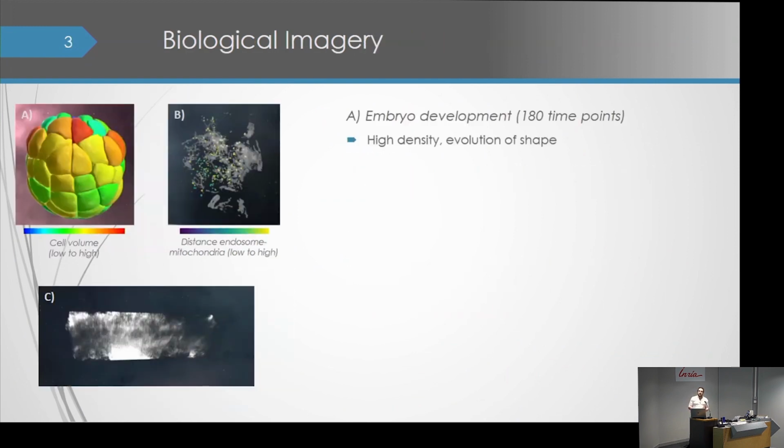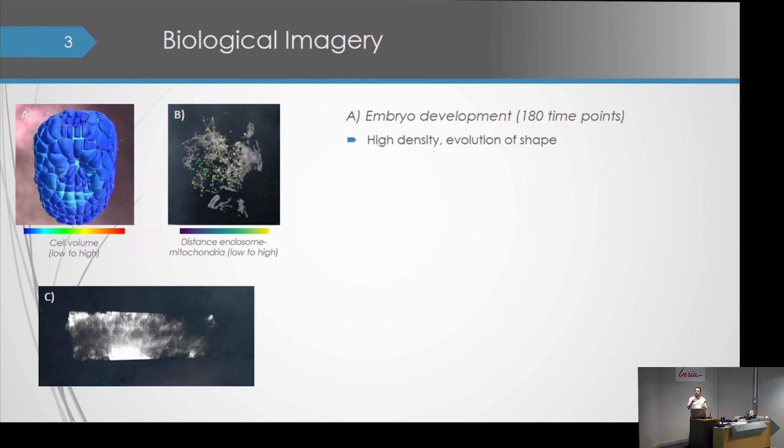So biological imagery is one of the most dominant domains in terms of production of this kind of data. And it makes for really diverse analytical use cases. Here we present three examples. The first one is embryo development imaging. Here the view is very dense. There is a high density of objects, and there is a strong evolution of the shape of these individual objects as well, and of the full structure also.